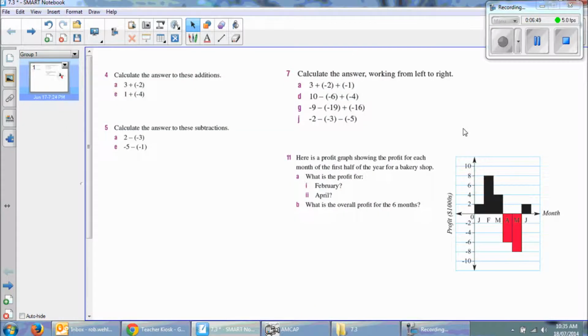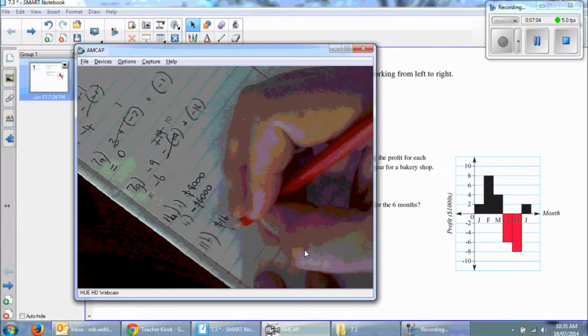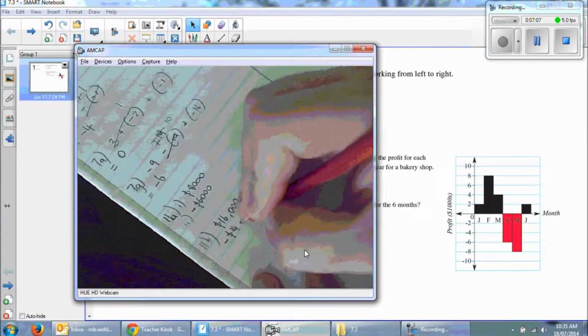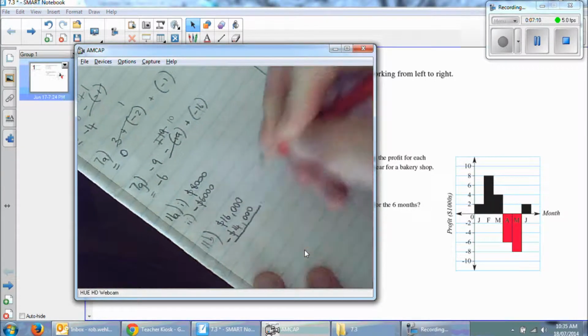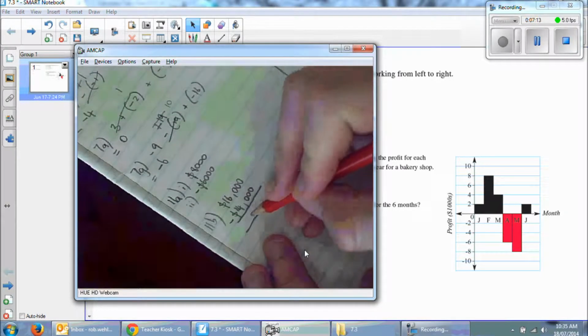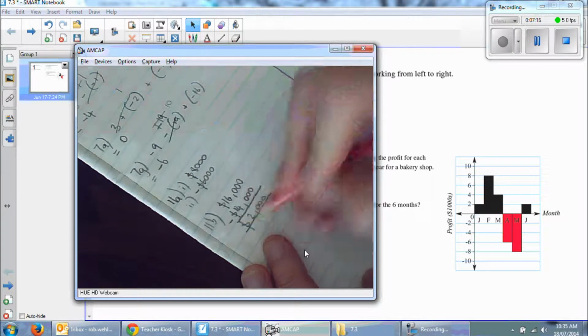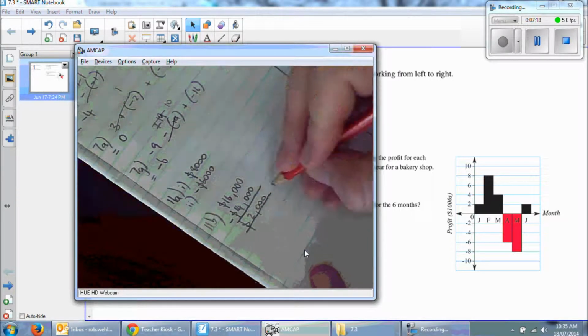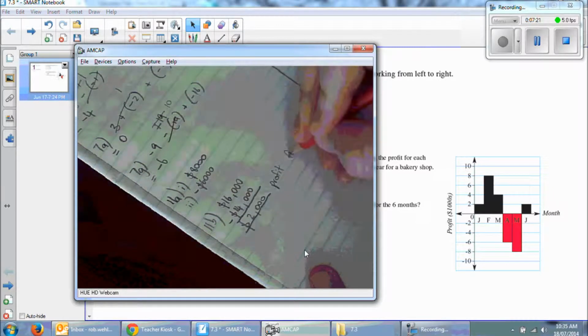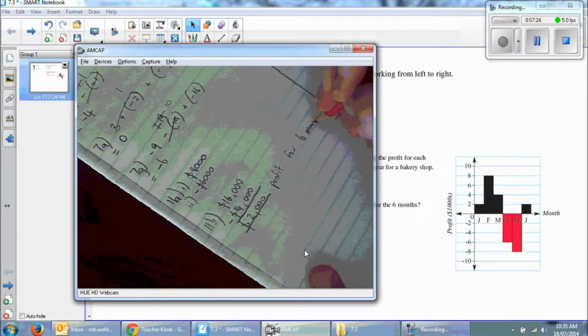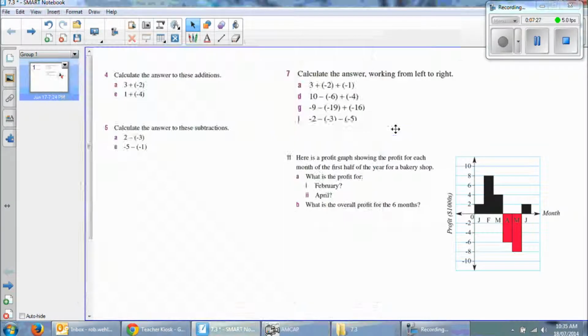And now let's have a look at how much they lost. In April and May, they were the only 2 months that they lost money. In those 2 months, though, they lost 6,000 in one month, they lost 8,000 in the other month. So that means they lost a total of 14,000. So if we take our loss away from our profit, we end up with $2,000. And that was their profit for 6 months. All done. Very good.